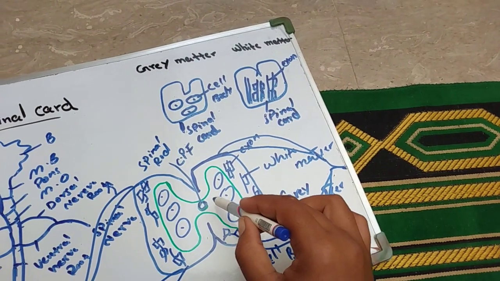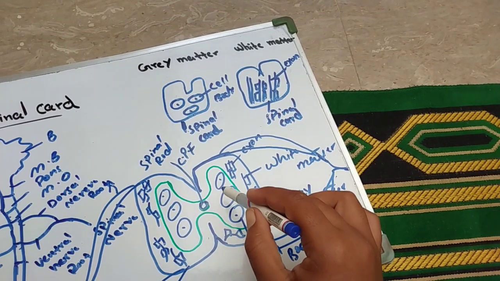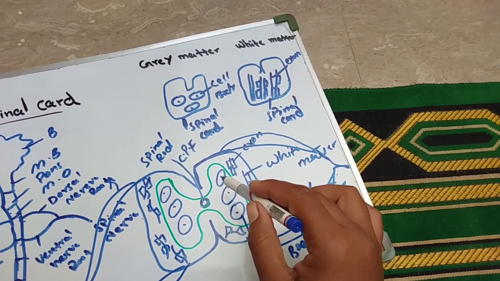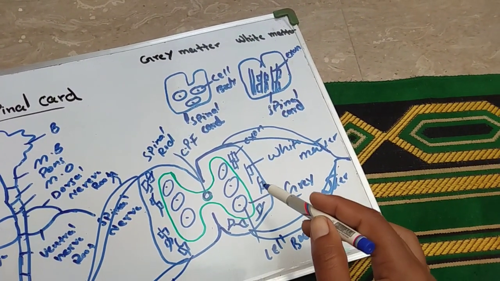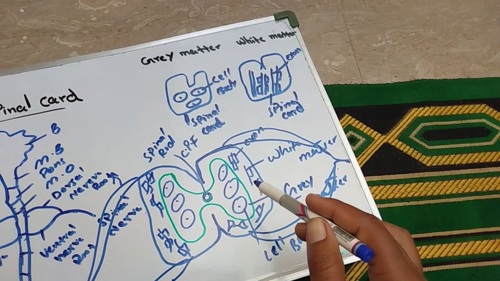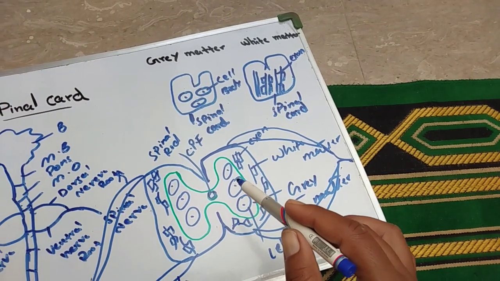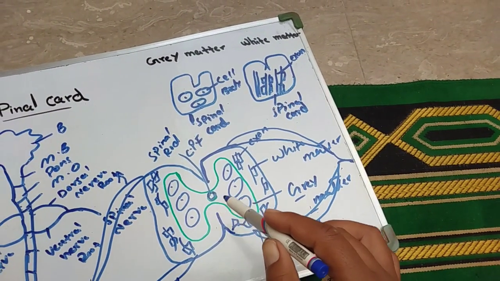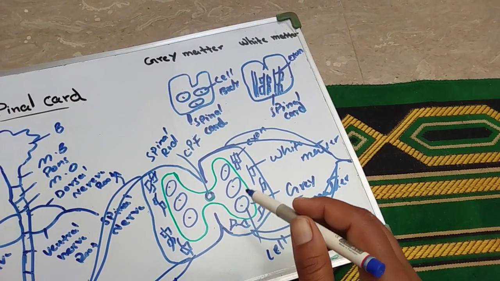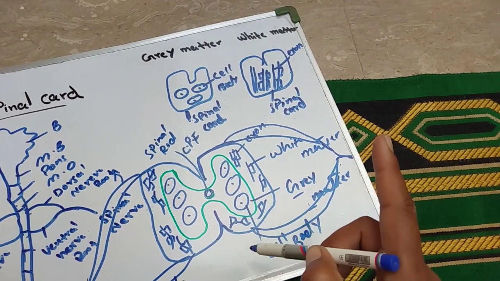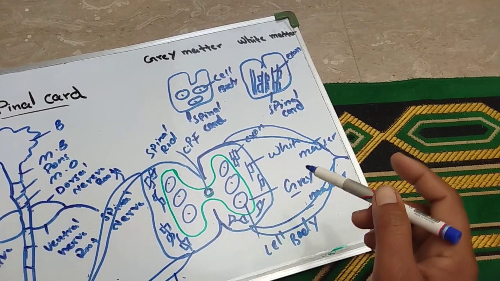So from each spinal vertebra, two nerves originate. So 31 pairs of spinal nerves originate from the spinal cord. One vertebra has one pair of spinal nerves.